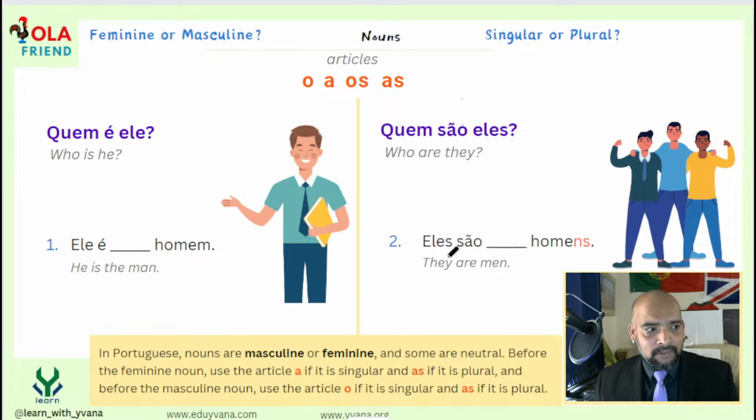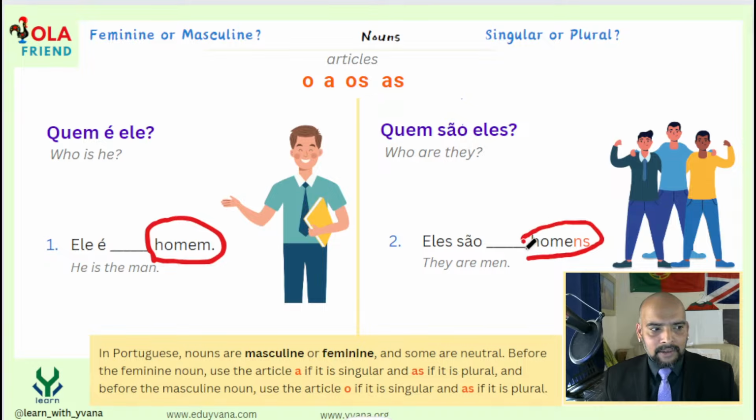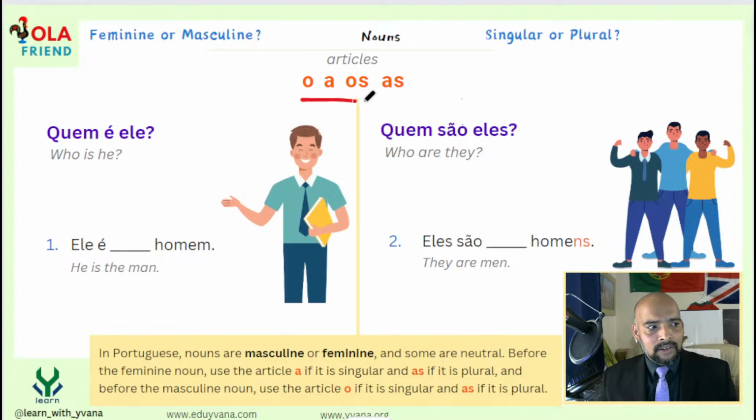So here we have to say that eles são homens. When we are talking about a single person, it is homem, and when we are talking about more than 1, we use homens, that means the plural form, 2 or more. So the articles we use for the plural form and for the singular form are different, and similarly for the masculine and for the feminine noun.